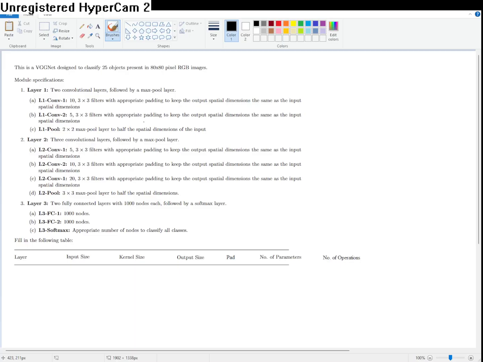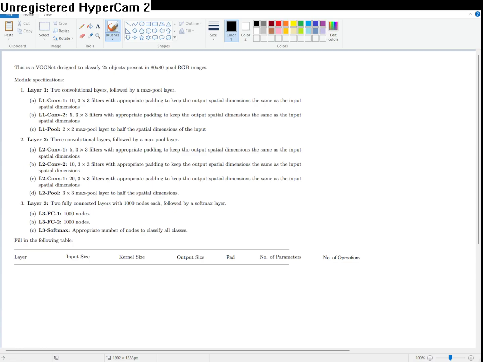Back to the channel. Let's get right into this convolutional network problem. This problem says that there is a network designed to classify 25 objects in an 80 by 80 RGB image, and then it specifies all the information about the layers.